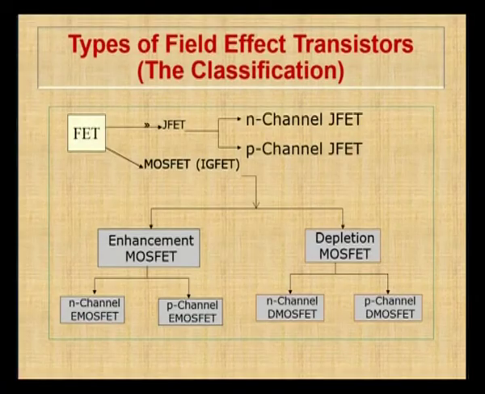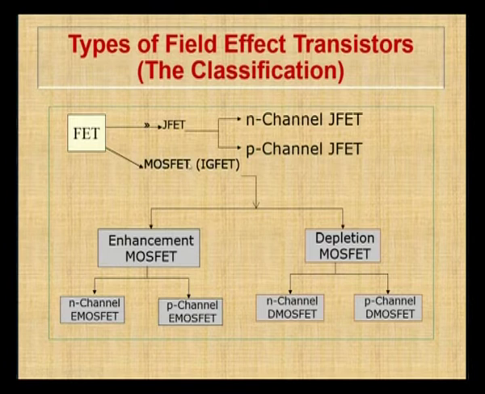So let's start with the field effect transistor classification. What are the classifications of field effect transistor? Field effect transistors are classified as JFET and MOSFET. MOSFET is also called IGFET. The JFET, that is junction field effect transistor, is again classified into two. One is N channel JFET, another one is P channel JFET. Today we are going to discuss only this JFET. In the next session we will discuss MOSFET.